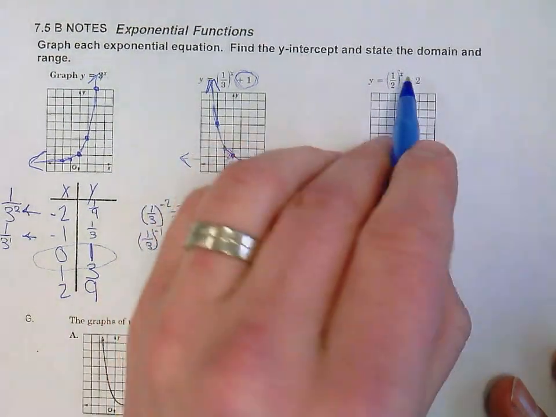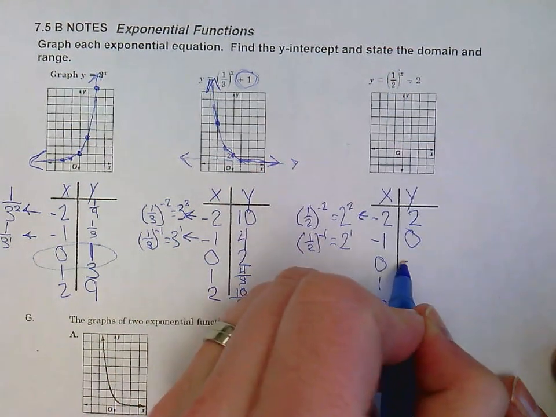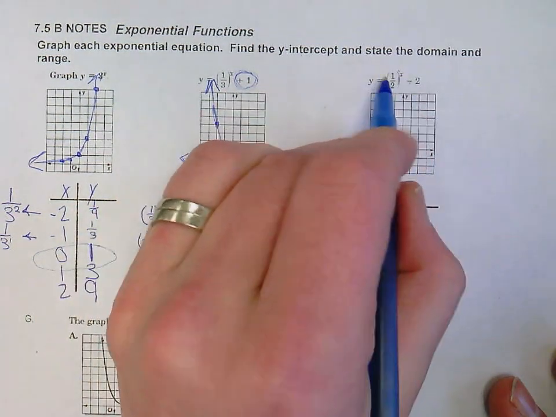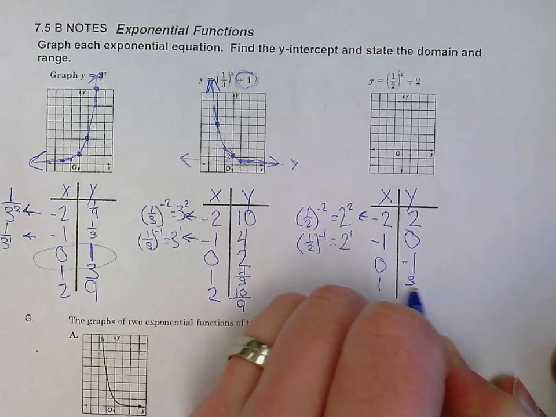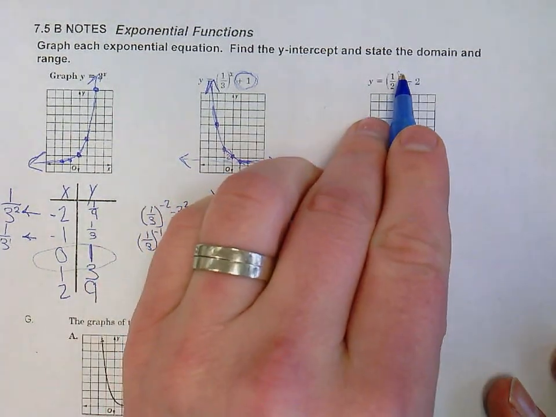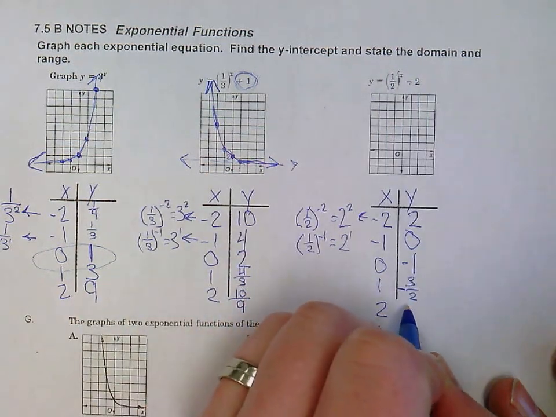And then if I put a 0 in here, anything to the 0 power equals 1, minus 2 is -1. If I put a 1 in here, 1/2 minus 2 is -3/2. And finally, if I put a 2 in here, 1/4 minus 2, what is that?